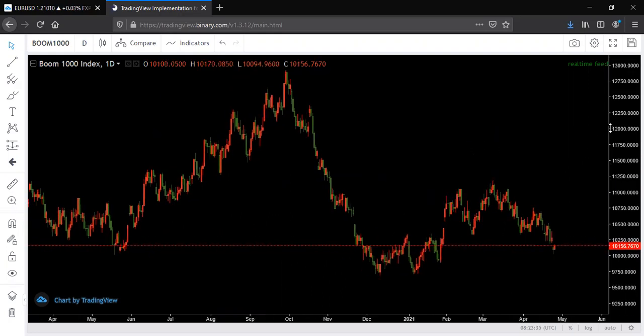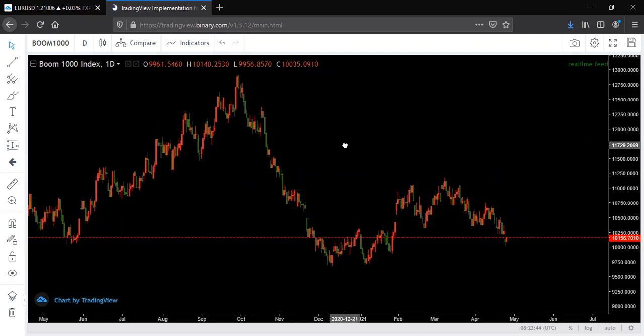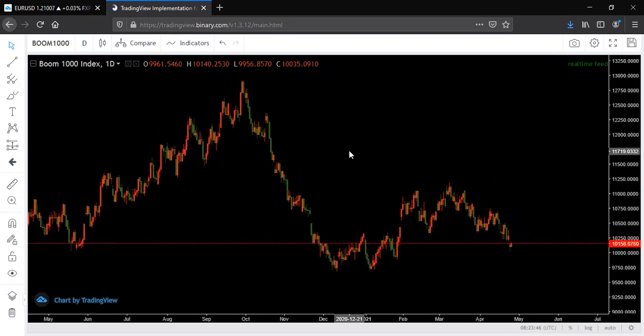So on board we are having this Boom 1000 and we are on a daily time frame. So the first issue, guys, what are we going to do? We are going to start with price action. So you see, from this point all the way we had this uptrend, as you can see here.